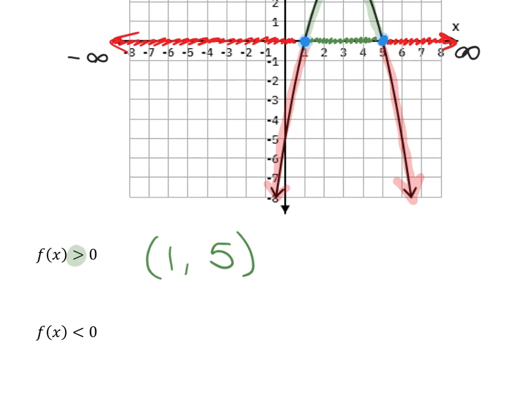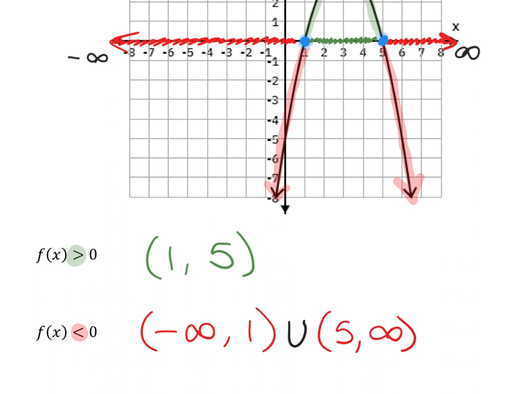The next question says, where is f of x less than 0? What color am I looking for there? Red. Where does the x-axis start getting red? Negative infinity. Where does it stop? 1. Where does it start again? 5. And where does it stop? Infinity. Now, since I have two intervals there, what do I put in between them? The U for union. It means the word or. It means both of these are fine to use.